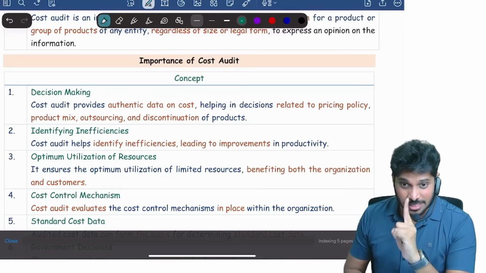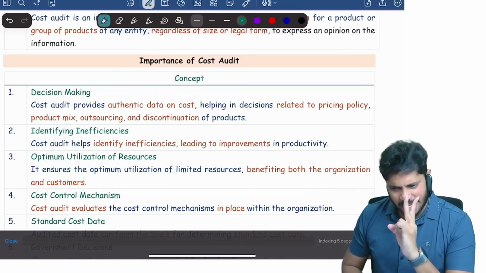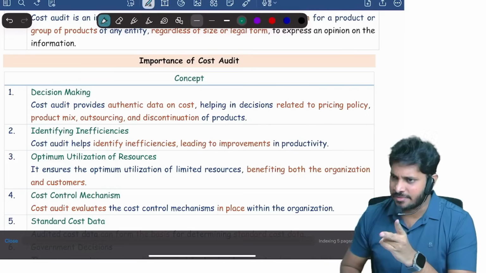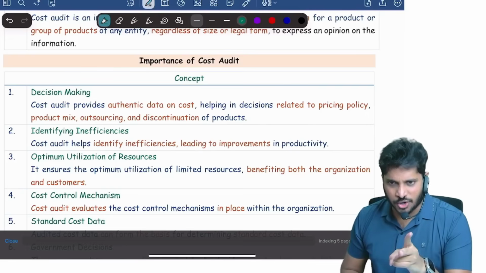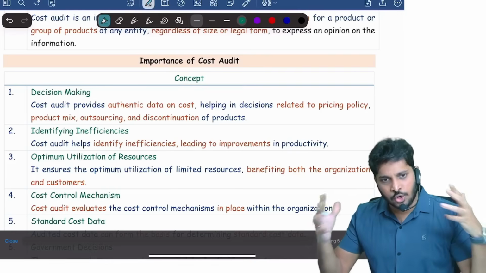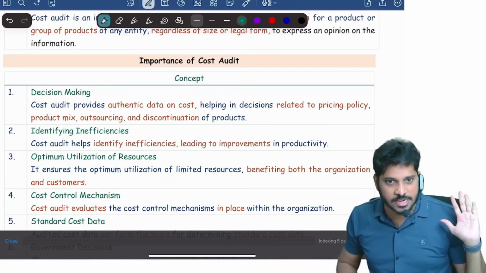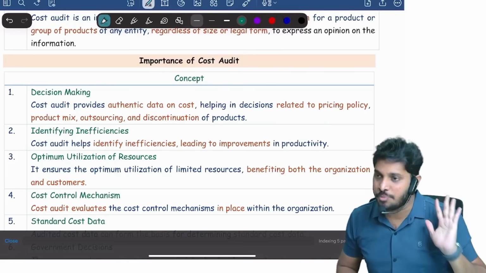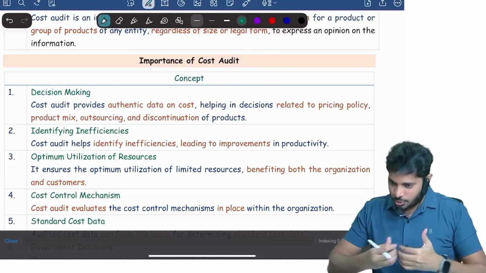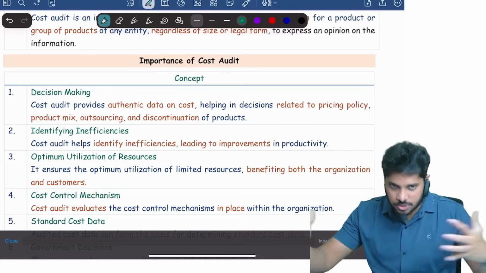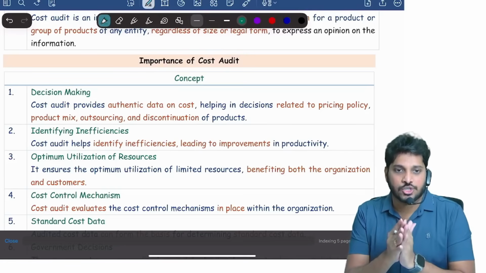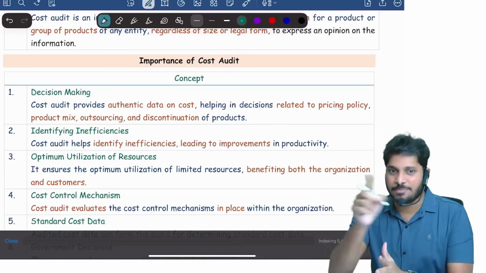So the primary beneficiary of cost audit is the government, and the second beneficiary is the company itself. The company will get to know through cost audit where they are losing money, where they are wasting lots of resources. That data they will get through the cost auditor. These are the two main beneficiaries, and as a whole, the common public, because cost audit ensures that fair pricing is there.